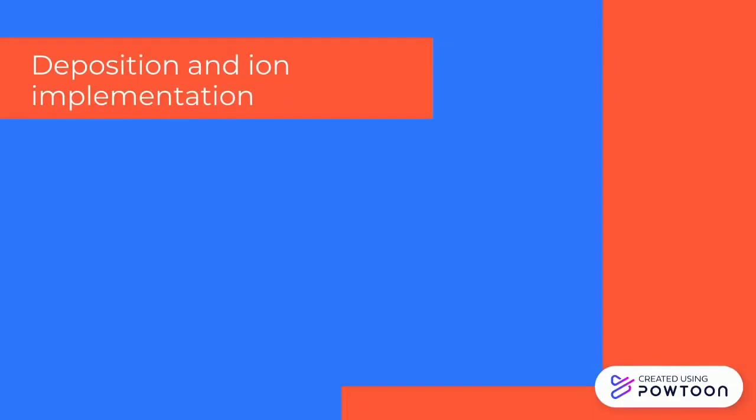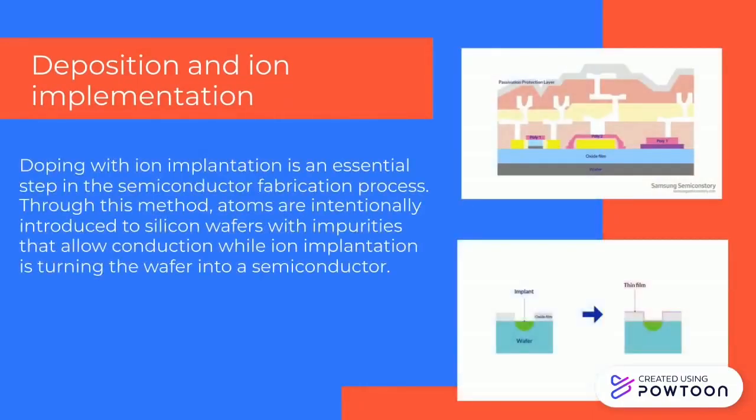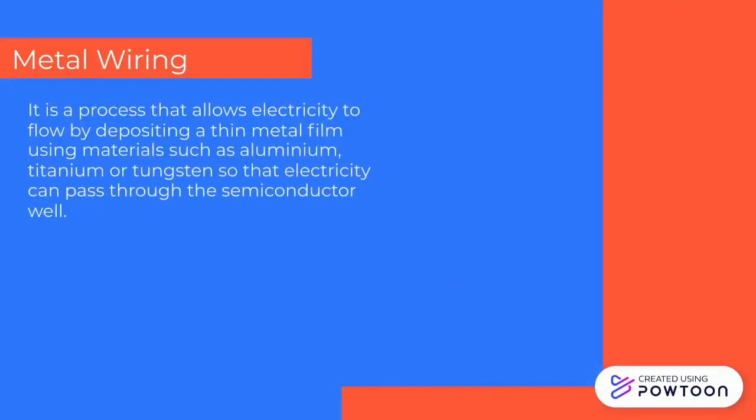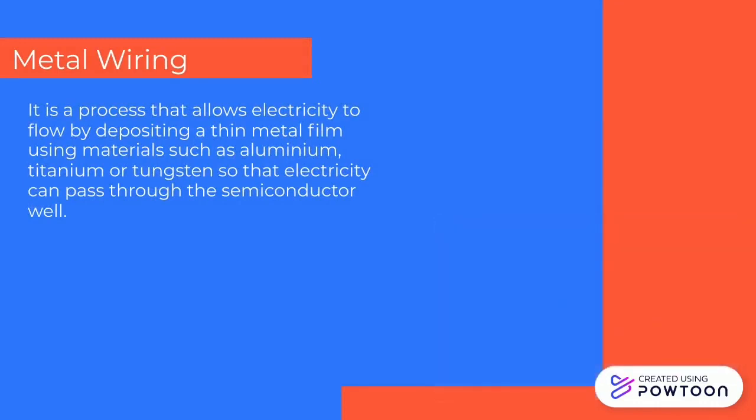Deposition and ion implantation. Doping with ion implantation is an essential step in the semiconductor fabrication process. Through this method, atoms are intentionally introduced to the silicon wafer as impurities that allow conduction, while ion implantation is turning the wafer into a semiconductor. Metal wiring is a process that allows electricity to flow by depositing a thin metal film using materials such as aluminium, titanium, or tungsten, so the electricity can pass through the semiconductor very well.